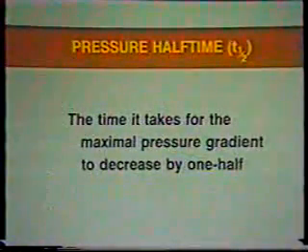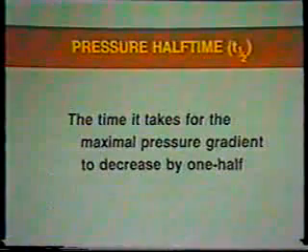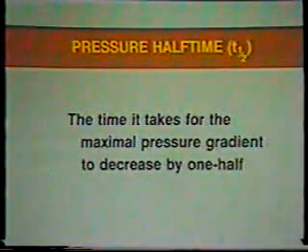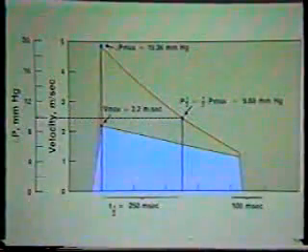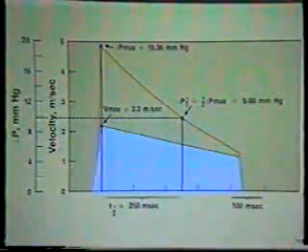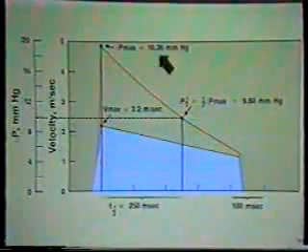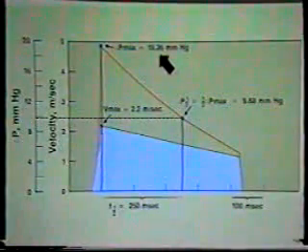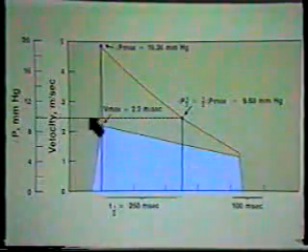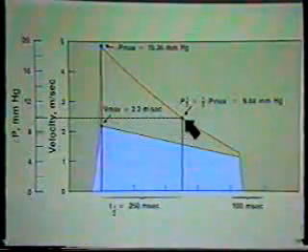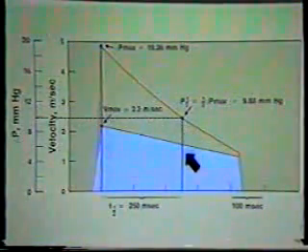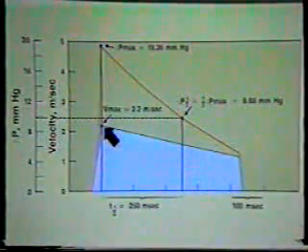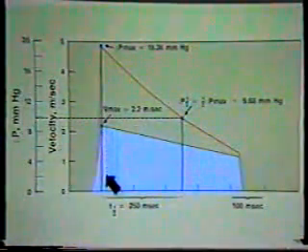The pressure half-time, or T1/2, is defined as the time it takes for the early maximal pressure gradient to decrease by 1/2. Moving back to the pressure gradient curve we constructed, 1/2 of 19.36 is 9.68 millimeters of mercury. We locate 9.68 on our pressure gradient curve and then drop a perpendicular from this point to the baseline. We have also dropped a perpendicular from the maximum gradient point.